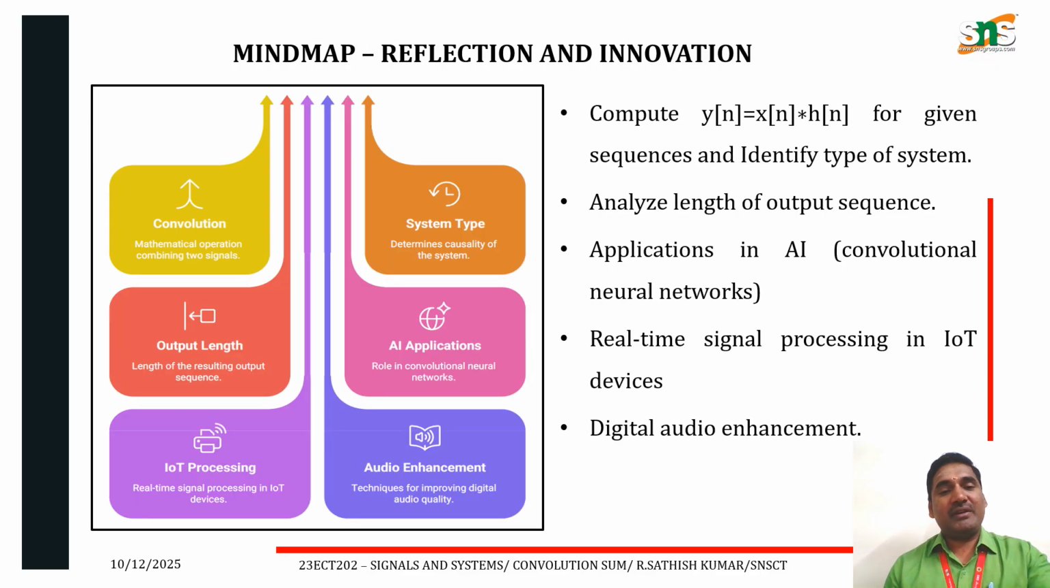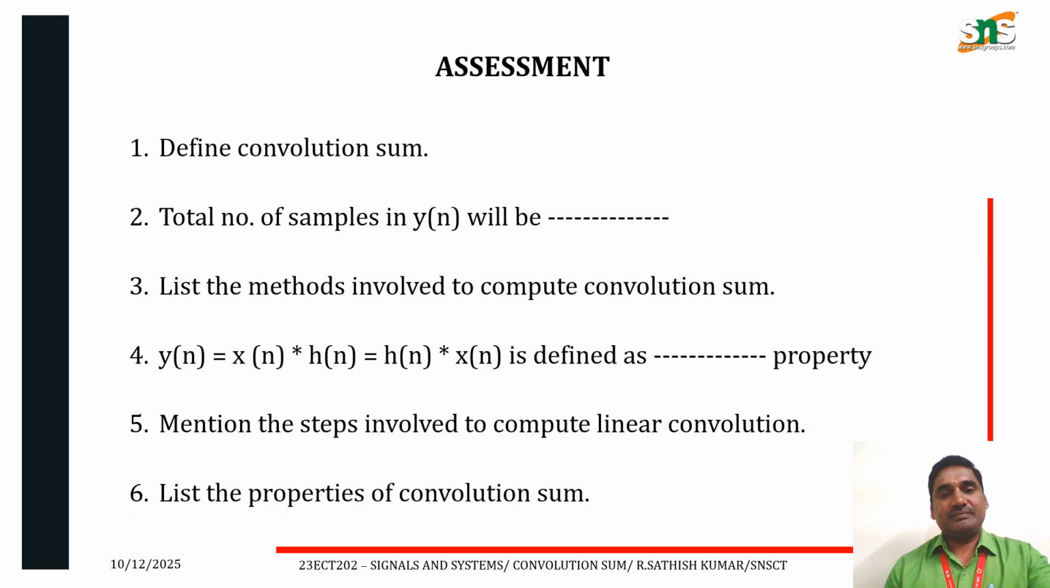Next one, mind map, reflection and innovation. Compute y of n is equal to x of n into h of n for given sequences and identify the type of the system. Next, analyze the length of the output sequence. Next, application in AI, that is nothing but the role in convolutional neural networks. Next one, real-time signal processing in IoT devices. Next one, digital audio enhancement.